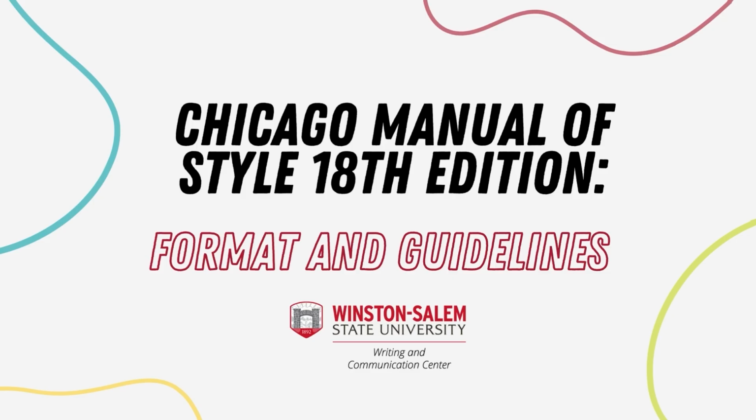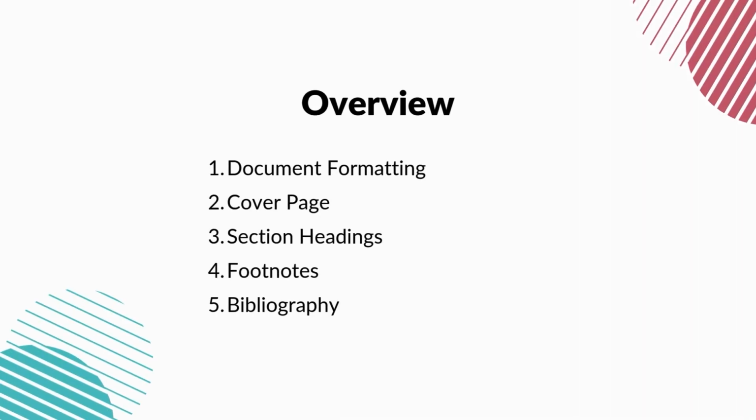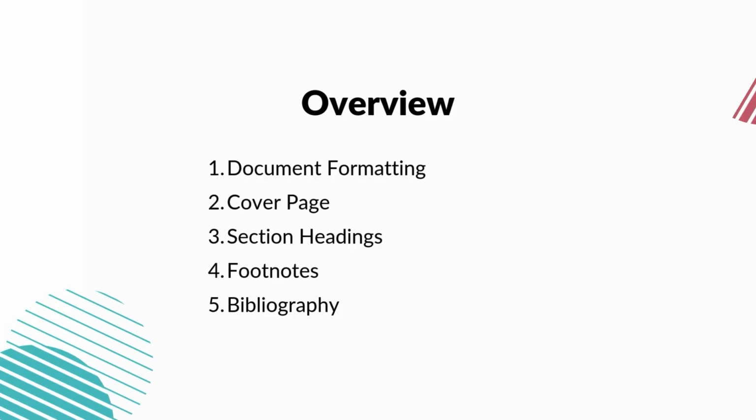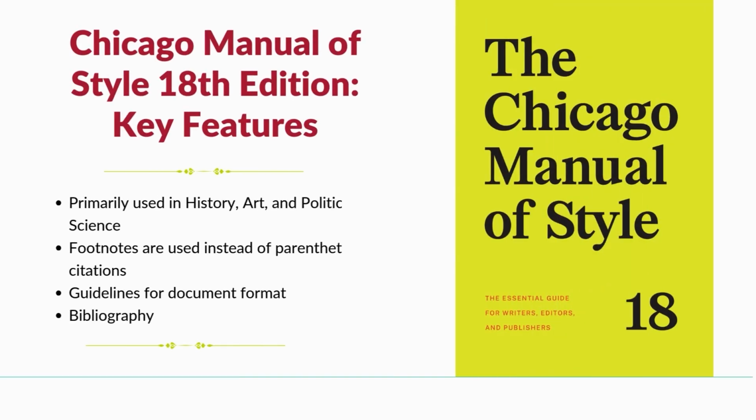This video guide reviews Chicago Manual of Style 18th edition format and guidelines. In this guide, we'll cover how to format essays using Chicago Manual of Style, including the cover page, section headings, footnotes, and bibliography. Chicago Manual of Style is the most commonly used format in history, art, and political science. To cover the basics, Chicago Style regulates footnotes, document formatting, and bibliography.